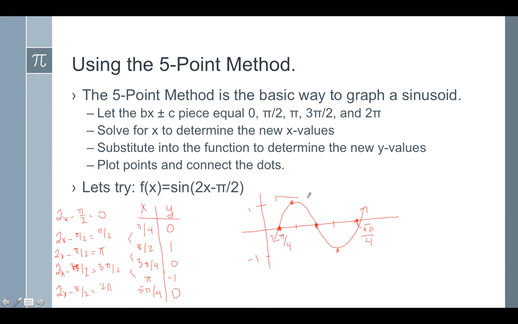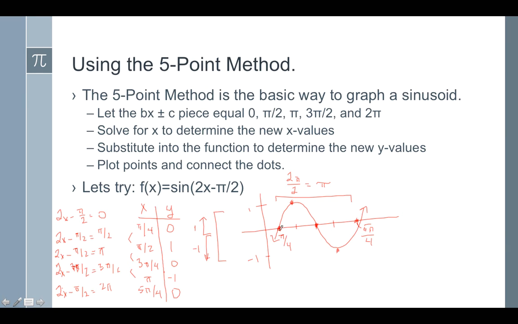Notice that the period is 2 pi over 2, which is just pi. And the distance from pi fourths to 5 pi fourths is 4 pi fourths, which is pi. You'll notice that the amplitude is 1. It goes up 1 in this direction, and it goes down 1 in this direction. Right? So this is the amplitude, and actually twice the amplitude is the total height of the graph.